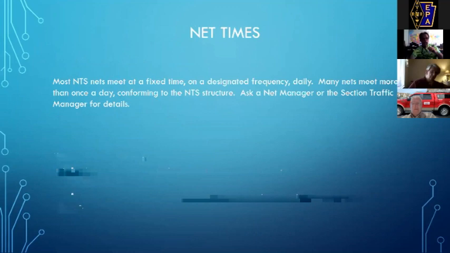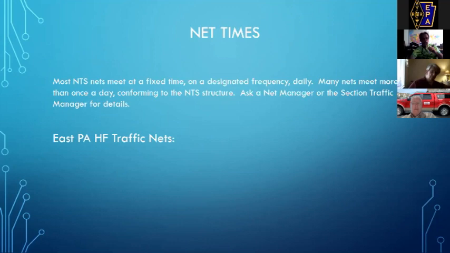You can also look on the ARRL website, look up net directory, and you'll be able to find where your local nets are. Here in East PA, our HF traffic net is EPA EPTN, 3917 kilohertz. We meet at 2200 Zulu daily, that's 6 p.m. local time, and it is a sideband net. We also have a CW net, meets on 3585 kilohertz at 1900 Eastern time, and they have another session at 2200 Eastern time.